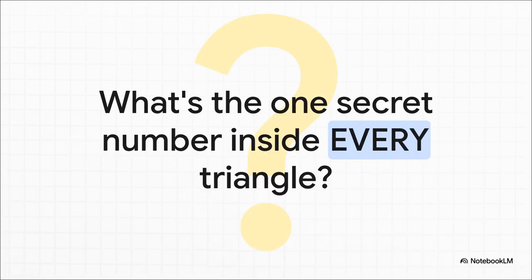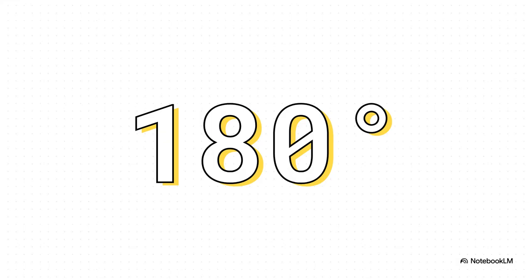So, let's start with a big question to get those gears turning. Think about any triangle, big, small, skinny, wide, doesn't matter. There is one secret number that is inside every single one of them. Any idea what it is? Because this number, it's the key to everything. And there it is, 180 degrees.